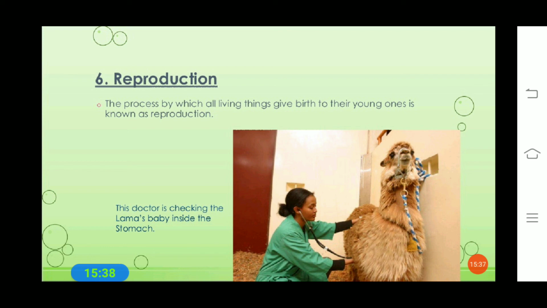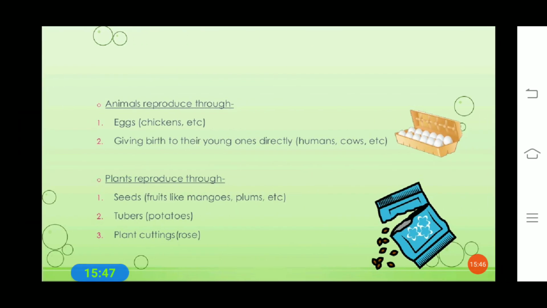Some of the plants can also reproduce by cutting. So, students, this is your extra information: animals reproduce through eggs or by giving birth to their young ones directly, and plants reproduce through seeds, tubers, and plant cuttings.